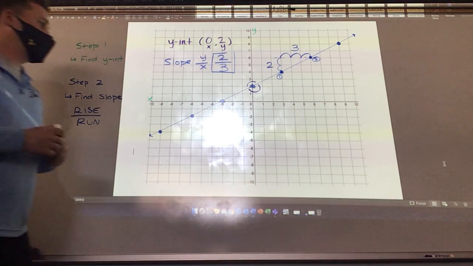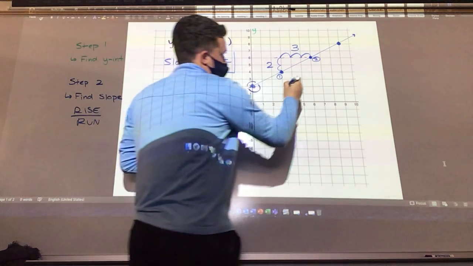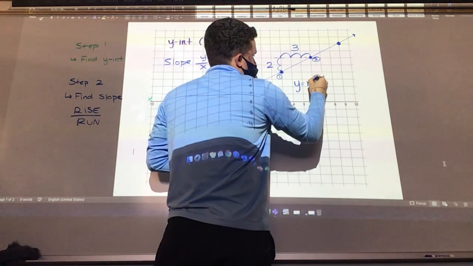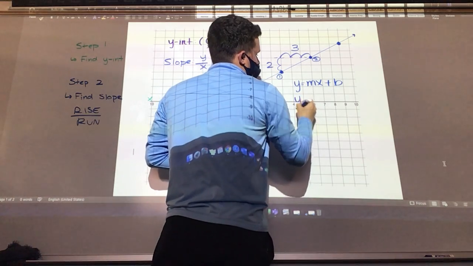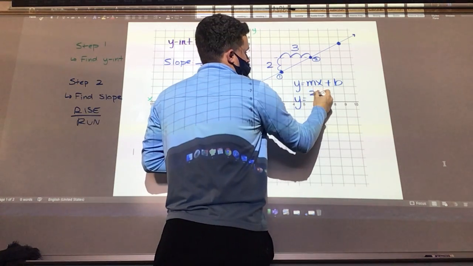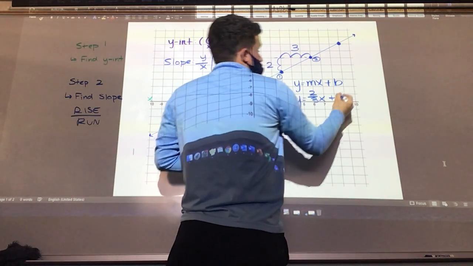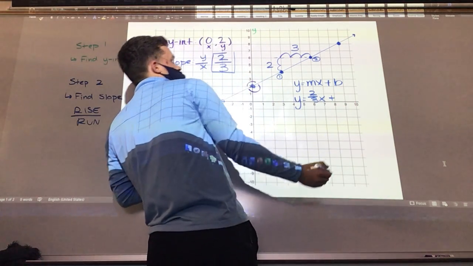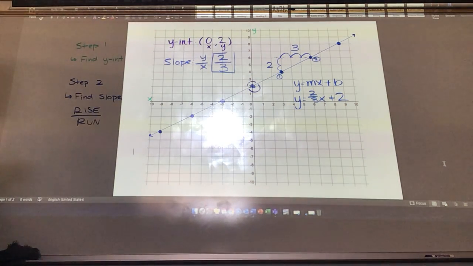And on the other side, I'm going to put this information into an equation. So remember, we have y equals mx plus b, which is y equals 2 over 3 x plus... What's our y-intercept? 2. 2. And that's our equation.